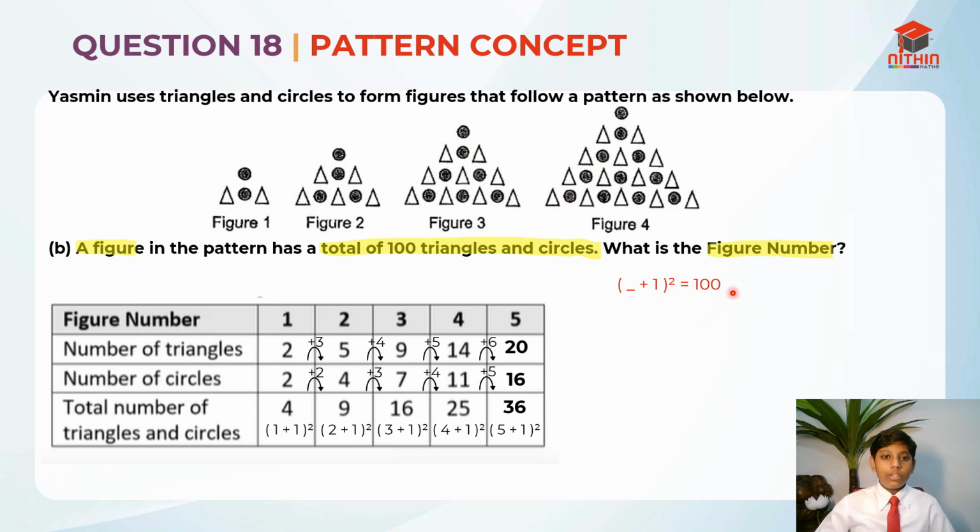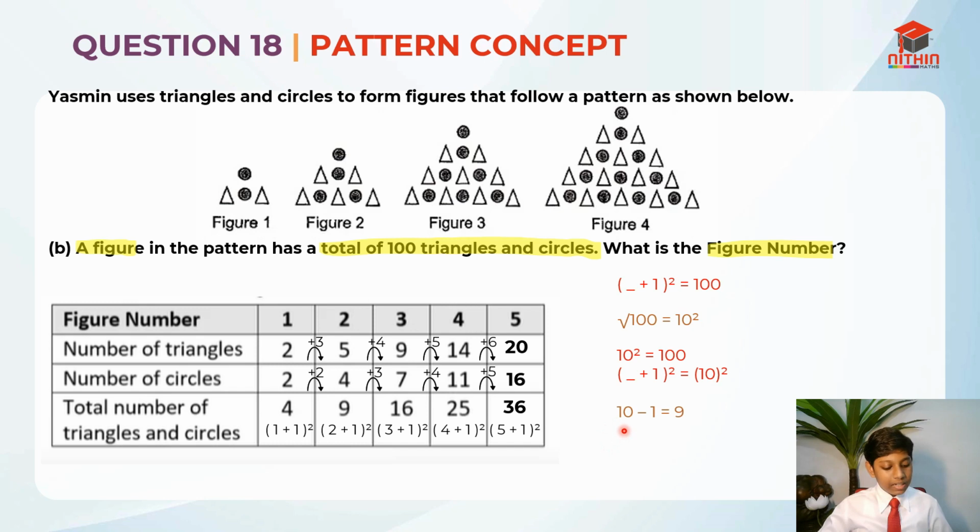Okay, so it is really easy. I've taught you the square root just now, right? So in order to find what squared gives us 100 is basically square root 100, which will give us 10 squared. So 10 squared is equal to 100, right? Now blank plus 1 squared equals to 10 squared. So now it's really easy to find the blank, right?